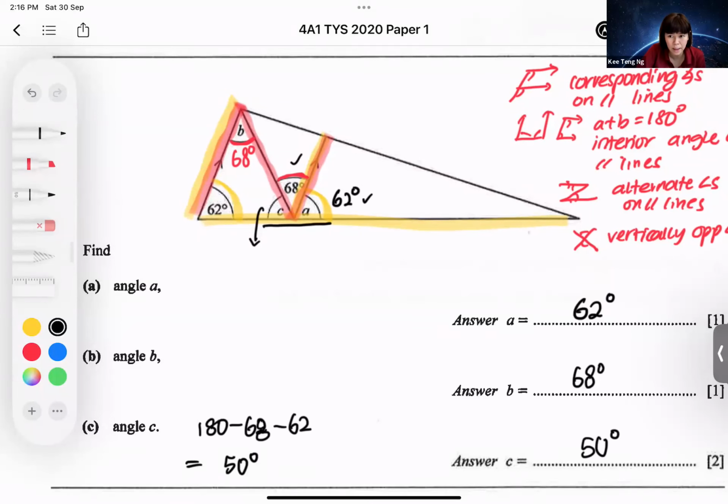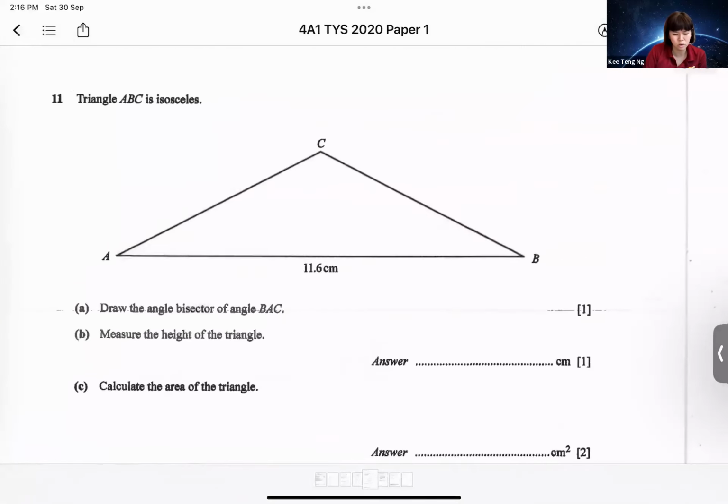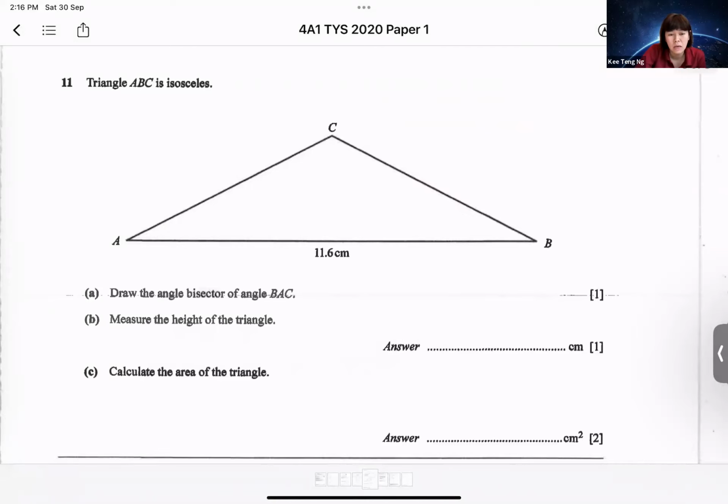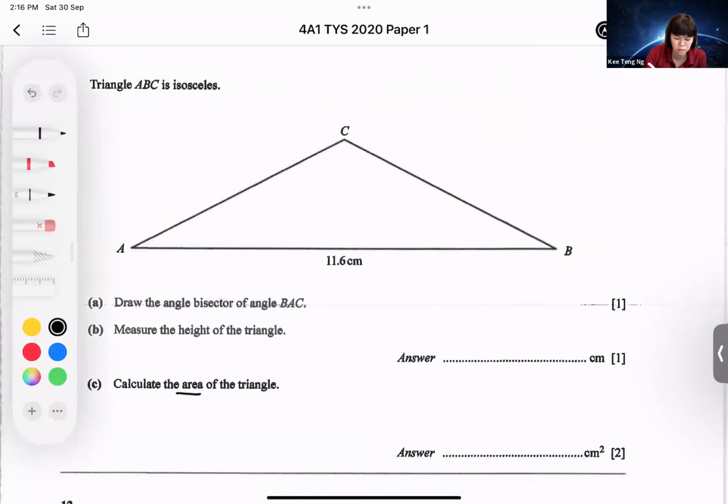Have you gotten the concept? Next question, this one is constructing an angle bisector, and they ask you to measure the height of the triangle and the area of the triangle. This question is actually accurate. The area of the triangle is given by half times base times height. The base in this case will be 11.6. Then you need to use your ruler, as in part B here, to measure the height of the triangle. Draw from C vertically down, 90 degrees.